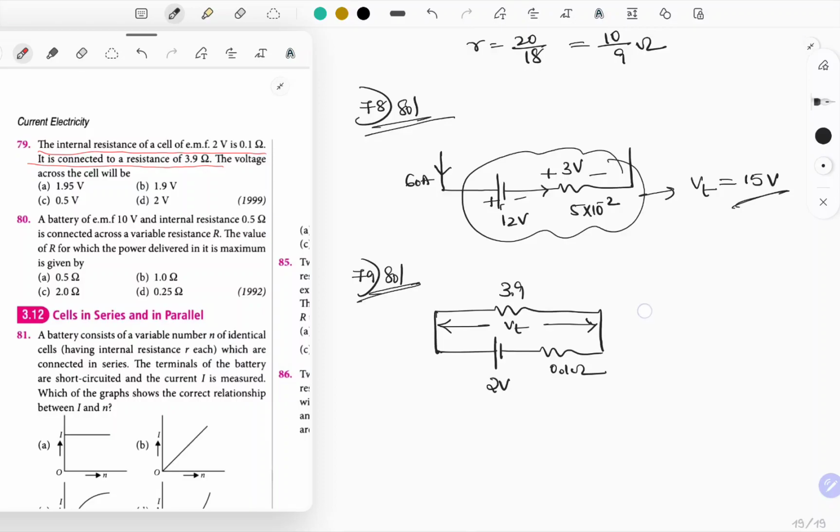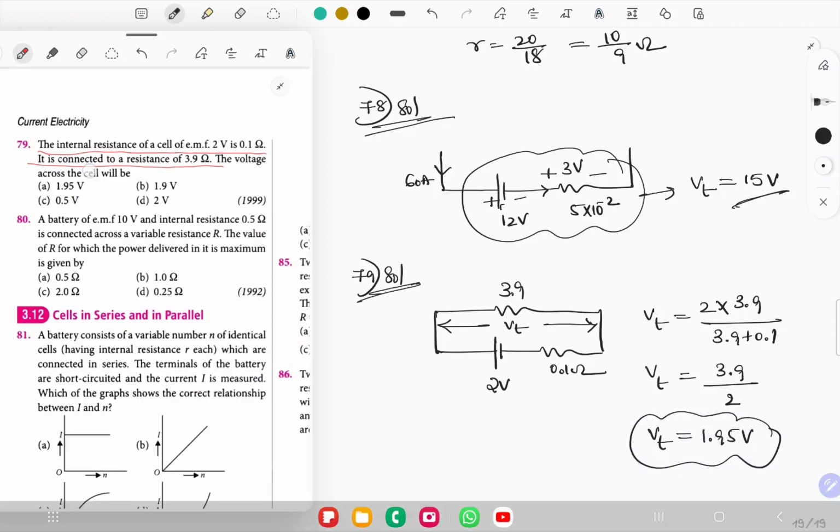So we can use voltage division method. Vt is equal to 2 volt into same resistance or opposite resistance. While we are finding voltage division, same resistance we have to select, that is 3.9 divided by 3.9 plus 0.1, which is equal to 4. So Vt is equal to 2 into 3.9 divided by 4. So we can write Vt is equal to 1.95 volt as an answer. Option A is the correct answer for this question.